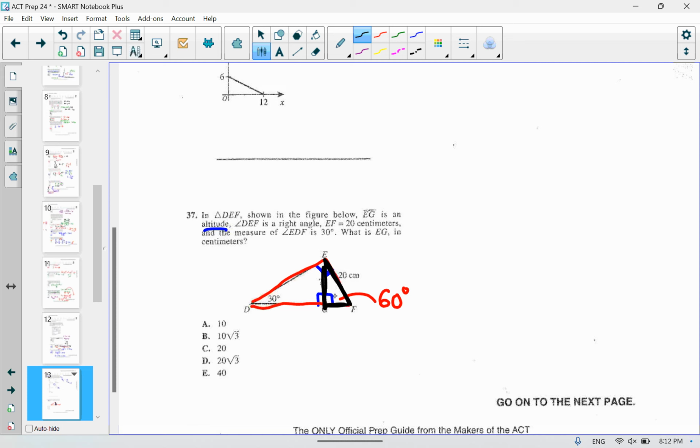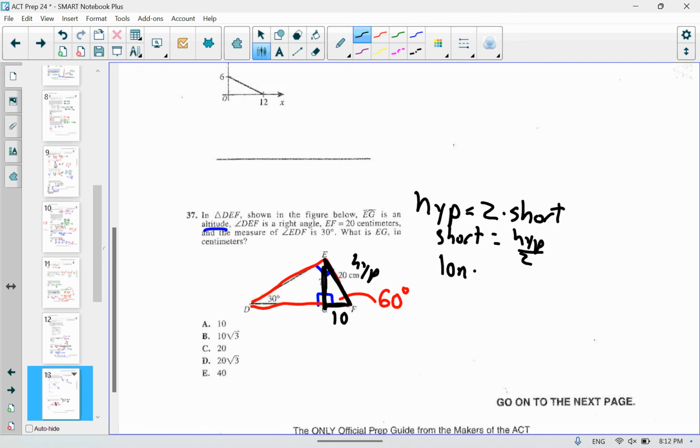This 20 is opposite the right angle, so that's my hypotenuse. Now, 30, 60, 90 triangles say that my hypotenuse is equal to 2 times my short leg, which means my short leg is also equal to my hypotenuse divided by 2 to undo this multiplication. So 20 divided by 2 would find that my short leg here would be 10. The other thing that's nice is my long leg equals my short leg times the square root of 3. So this right here has to be 10 times root 3. So letter B is my answer there.